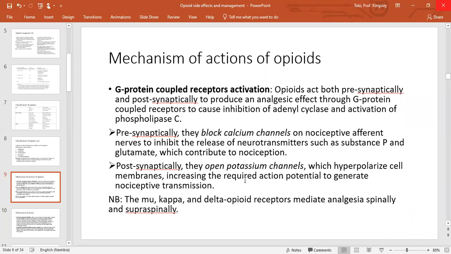Postsynaptically, on the other hand, they cause opening of potassium channels, which leads to hyperpolarization of cell membranes, which makes it very difficult for an action potential to generate nociceptive transmission. The first three receptors we used to know, mu, kappa, and delta opioid receptors, can cause analgesia both at spinal and supraspinal level. And this is just through the activation of G protein coupled receptors.